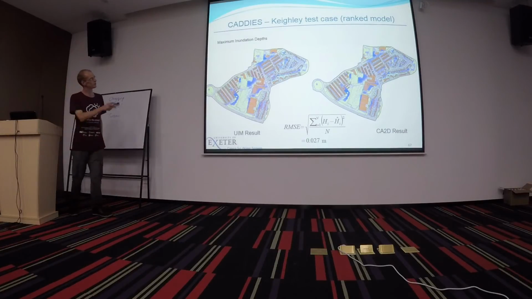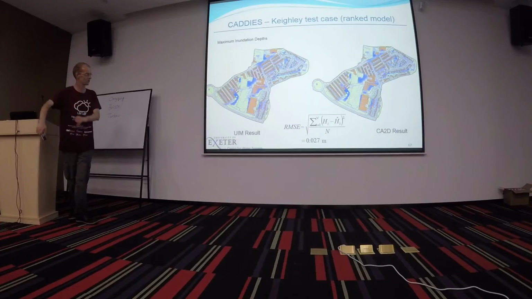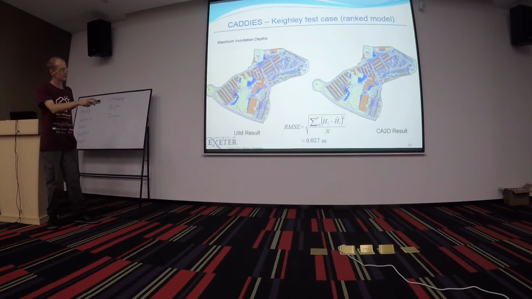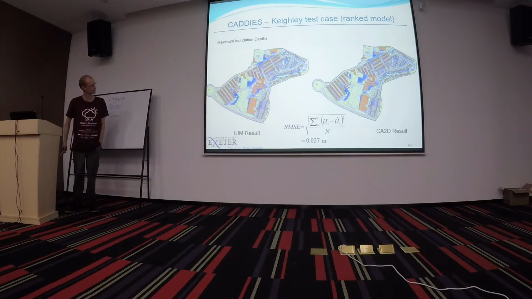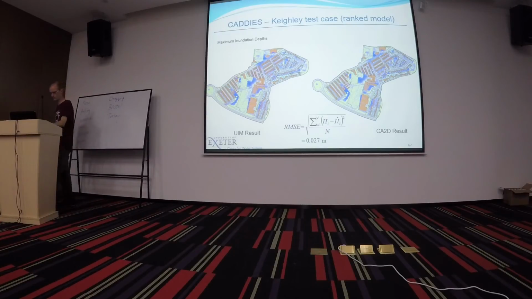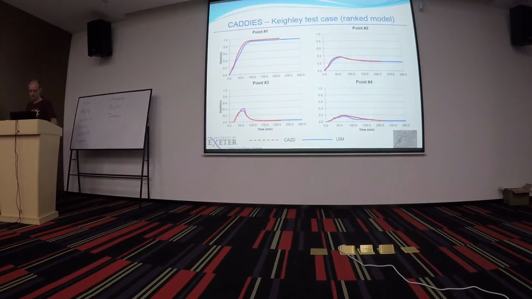You can see the outputs here, which is the maximum inundations. You can see they are reasonably similar between UIM and this is actually the ranked model. So the reasonably good agreement seems to match up quite well. We have a number of points of interest that we looked at on that terrain. So you can see the difference in the flow levels. There are some differences, but they're reasonably good. No model is perfect, of course, but some models are useful.